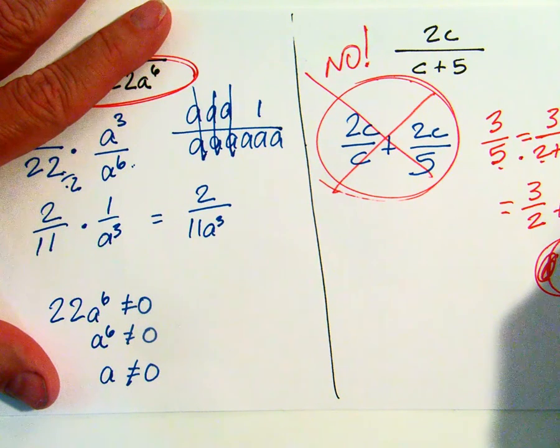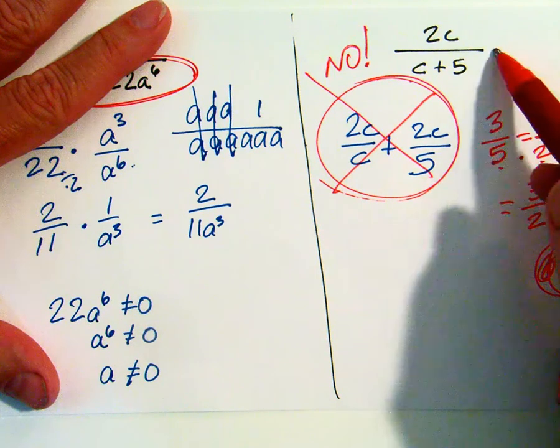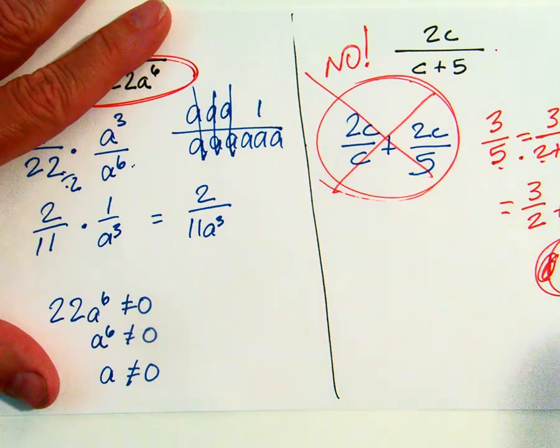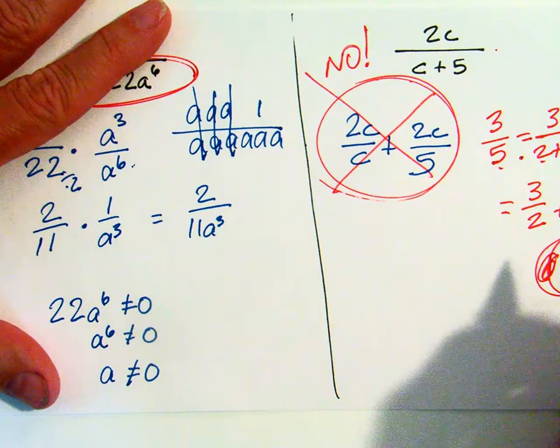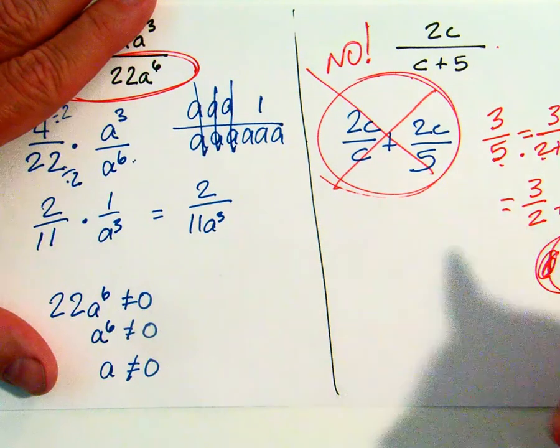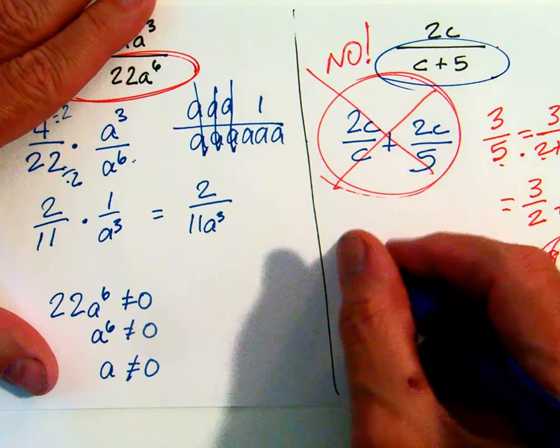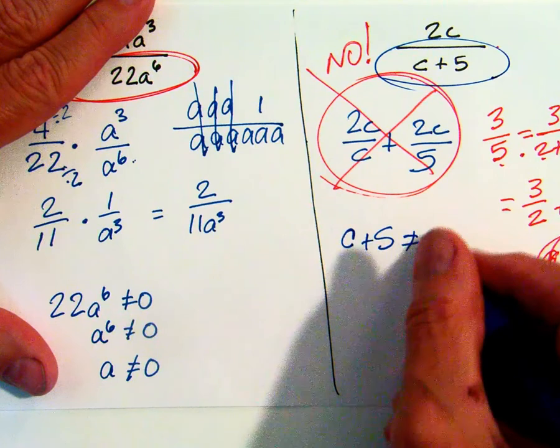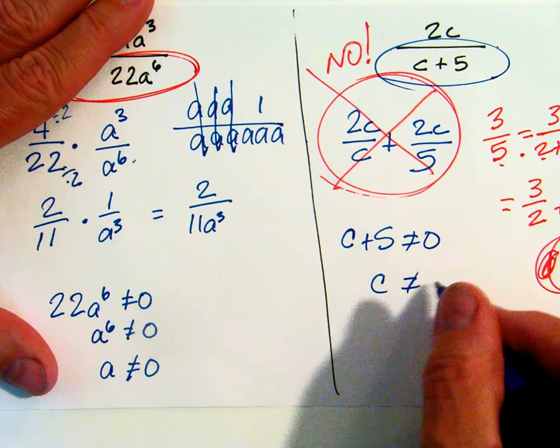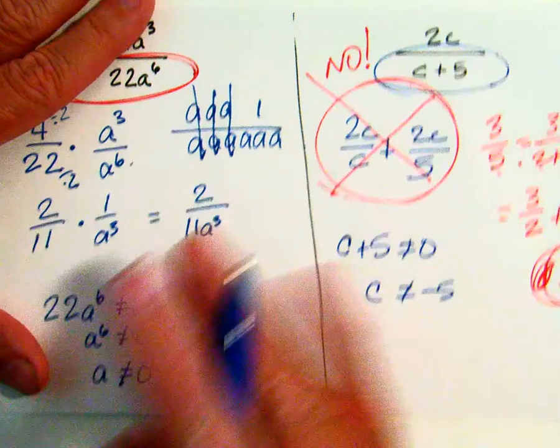No. Okay. That's as simple as it'll get, so there's nothing to do except figure out what the excluded values are. And so the excluded value, again, take the whole denominator. C plus 5 can't equal 0. C can't equal negative 5. Okay?